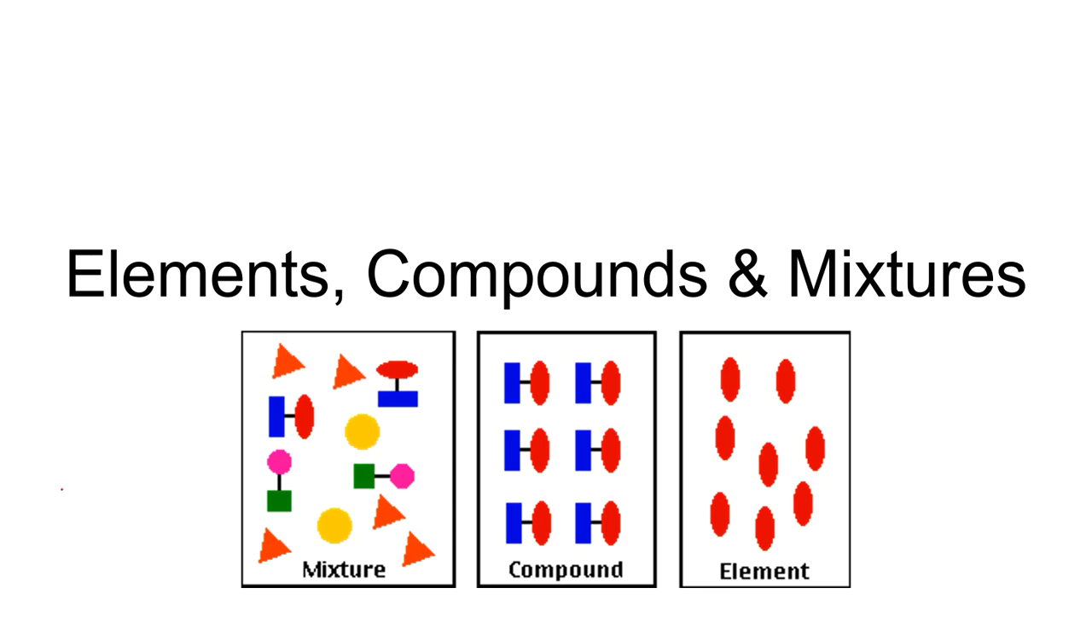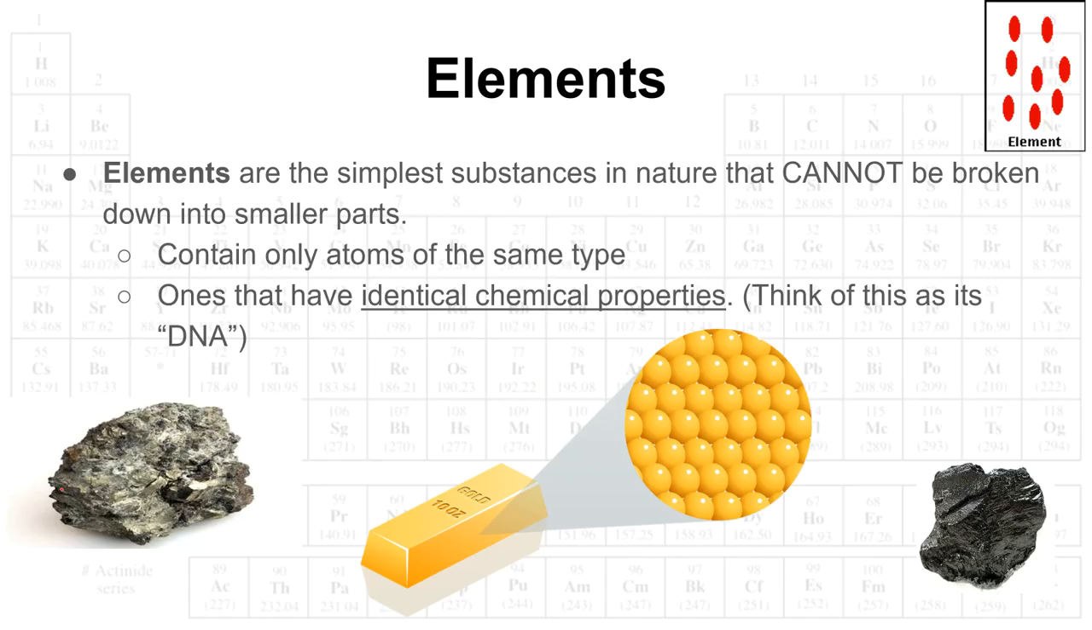Okay, sticking to the topic of matter, we can classify matter into three different categories: elements, compounds, and mixtures. We know that everything that is matter contains atoms. Those are things that have mass and take up space. So when we're going to classify matter, we're thinking about atoms and how they make up these different things. Now, first is elements.